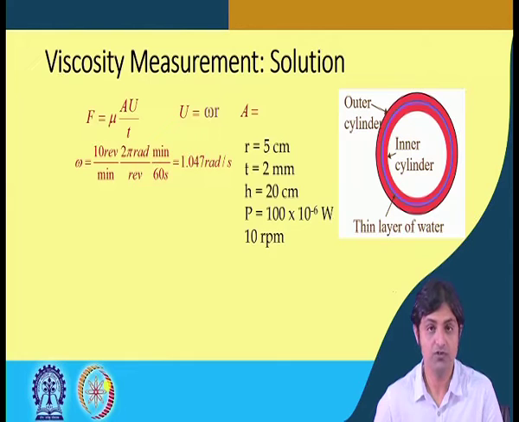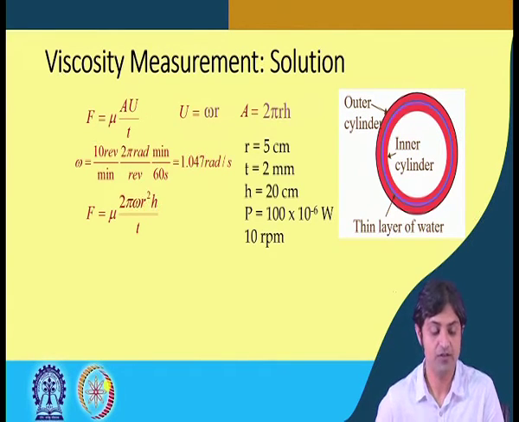Now, we also need to find out what the area is. Area is 2 pi r h. So, it will act across all the surface of the cylinder, and we know the value of r, we know the value of h. So, F is written as mu, A is written as 2 pi r h, and u is written as r omega, T is as it is. If we break down this equation in terms of omega and r, this is what we get. F is equal to mu multiplied by 2 pi multiplied by omega multiplied by r square h divided by T.